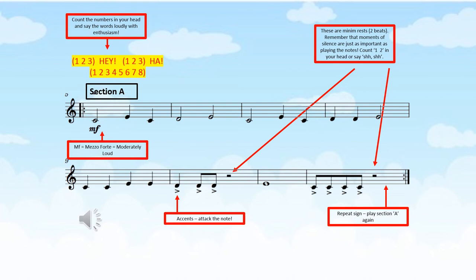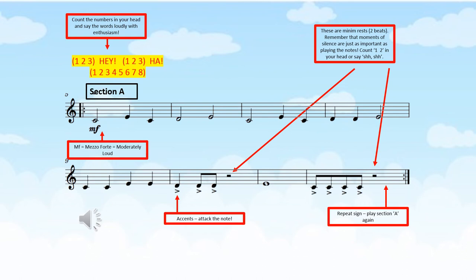As soon as we say the "ha," we count another 8 beats silently in our head before we start to play. So use this time to make sure you are ready to play your instrument, with your fingers ready on the correct keys, so we don't end up starting late with the music.